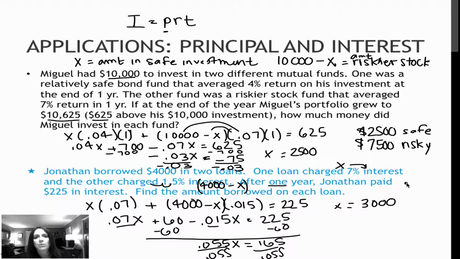Again, I don't have room to write the sentence, but I will say it. Jonathan borrowed $3,000 at 7%, which left him with 4,000 minus X, which is 4,000 minus 3,000. So he borrowed 1,000 at 1.5%.